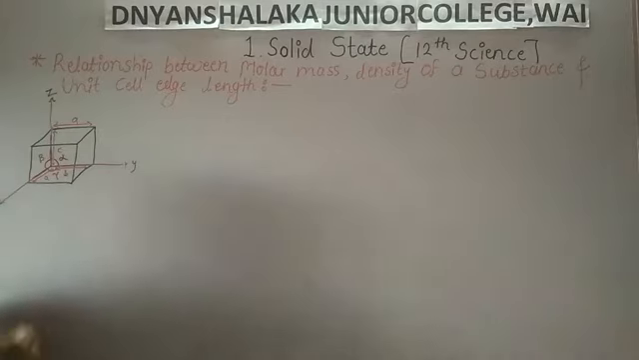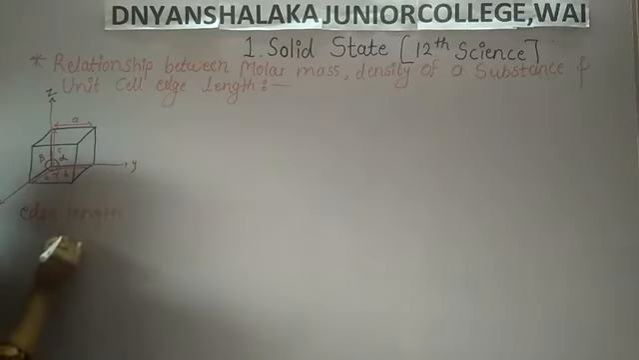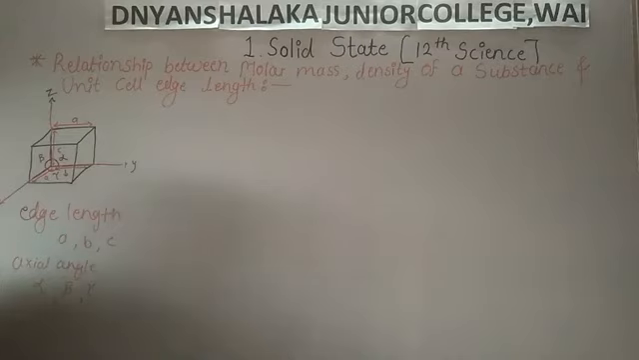So next, these are the edge lengths a, b, c, and the axial angles alpha, beta, gamma. These are the axial angles along the x, y and z directions. These are our cell parameters.